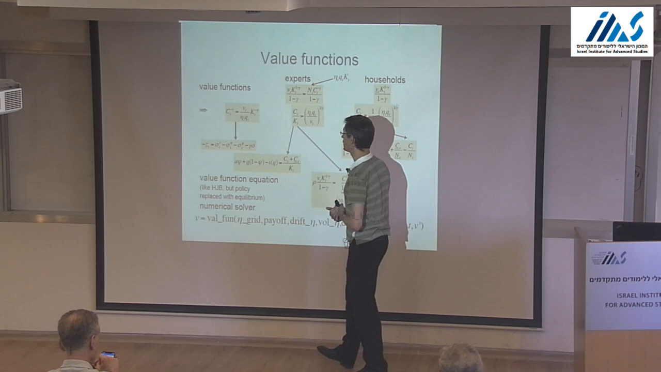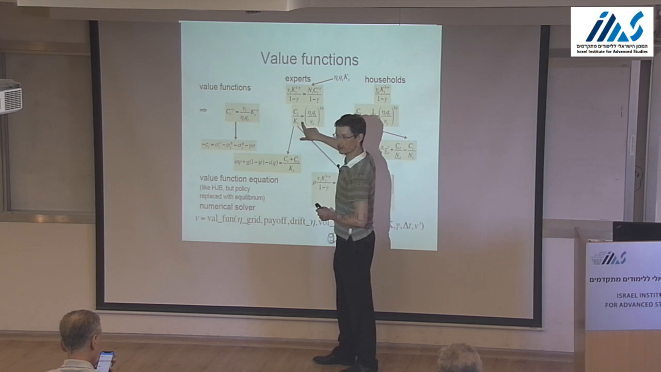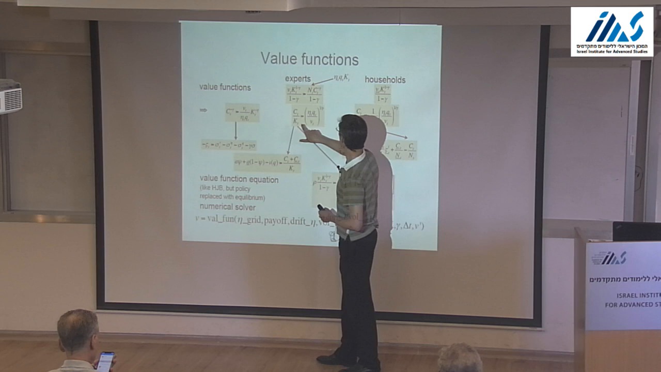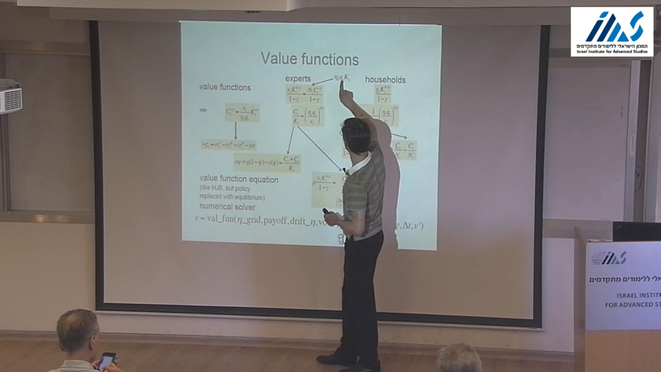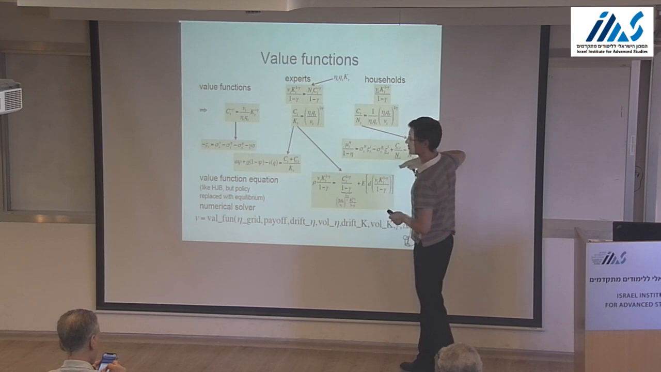If I rearrange it a little bit differently, I can get a ratio of consumption to capital. And if I divide both sides by eta times Q, then I'm going to get the ratio of consumption to wealth, an expression for consumption to wealth. So this is just algebra.